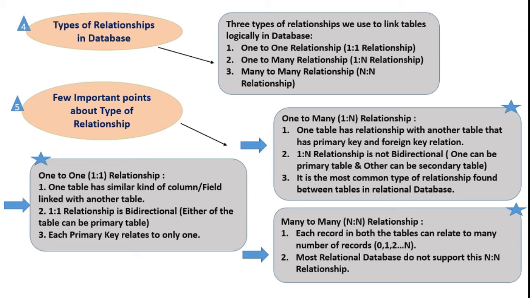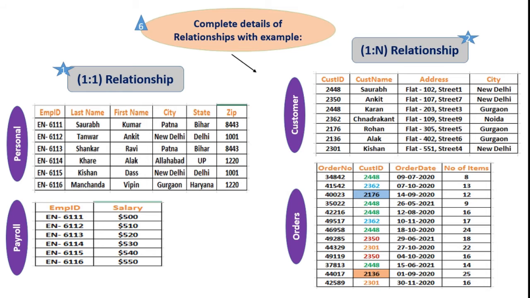The next is the many-to-many relationship. Each record in both tables can relate to many records: 0, 1, 2, up to n. Most relational databases do not support this many-to-many relationship directly. These are the points regarding the types of relationships. Okay, so going forward, here you can see the topic we have to discuss, and that is the complete details of relationships with examples.